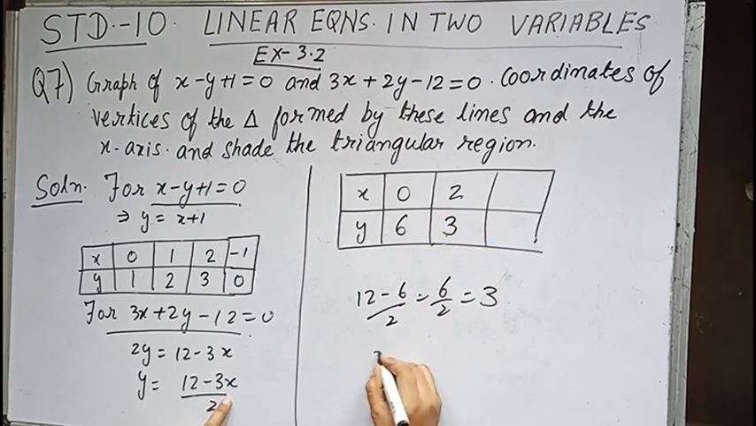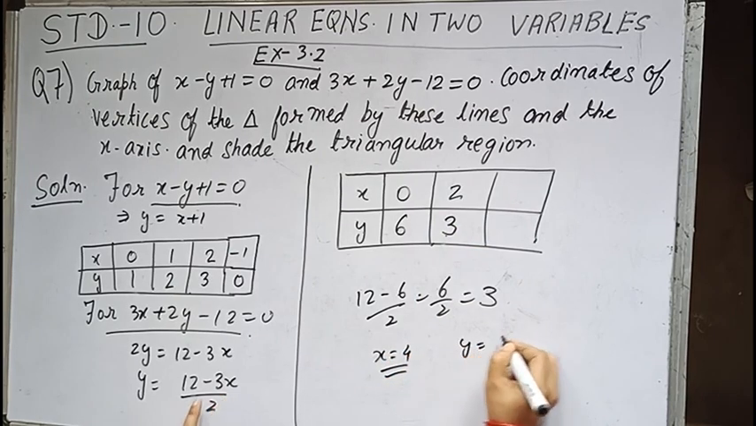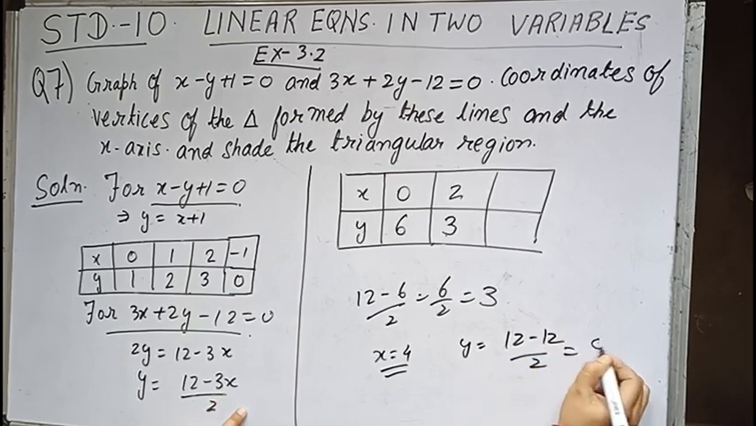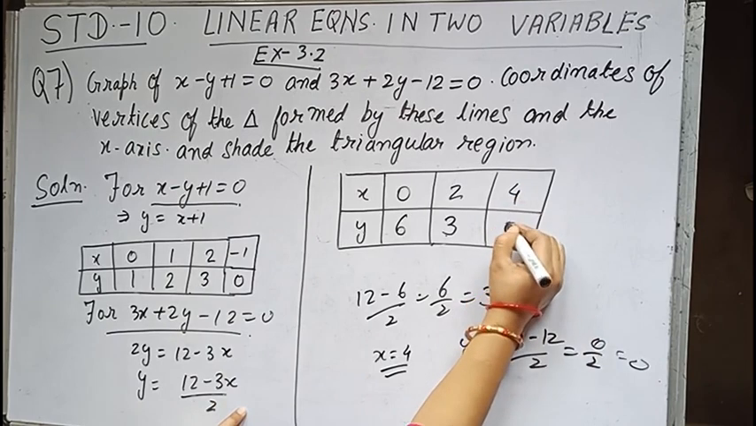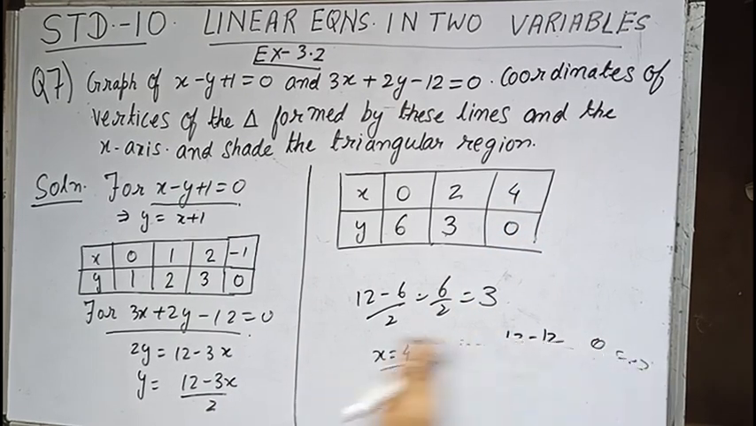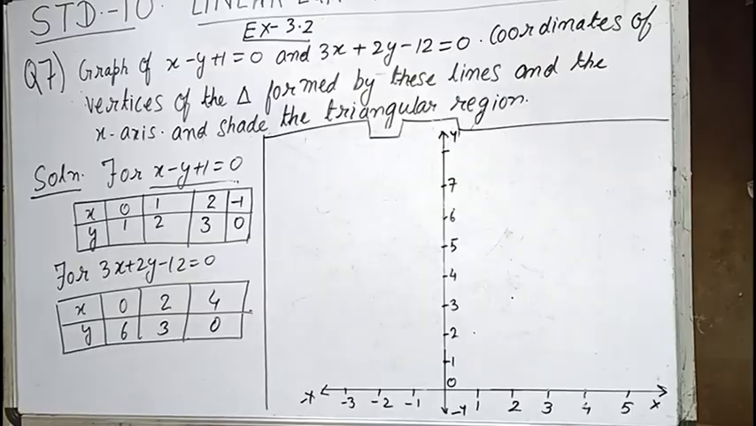Now let us take x equals 4. Then y will be equal to 12 minus 3 fours are 12, by 2, that is 0 by 2, equals 0. So let us write over here 4 and 0. So we got the box for the second equation also. Now we have to plot it. So let us draw the graph of the given two linear equations.